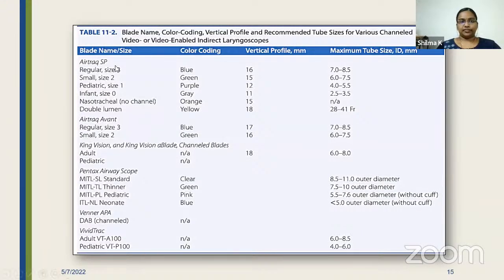This shows the different sizes available. That is, AirTrack SP is available in regular, small, pediatric, infant, and for nasotracheal and double lumen tube. AirTrack Avant is available in regular and small size. King Vision only one size. Pandax is also available in adult and pediatric size.